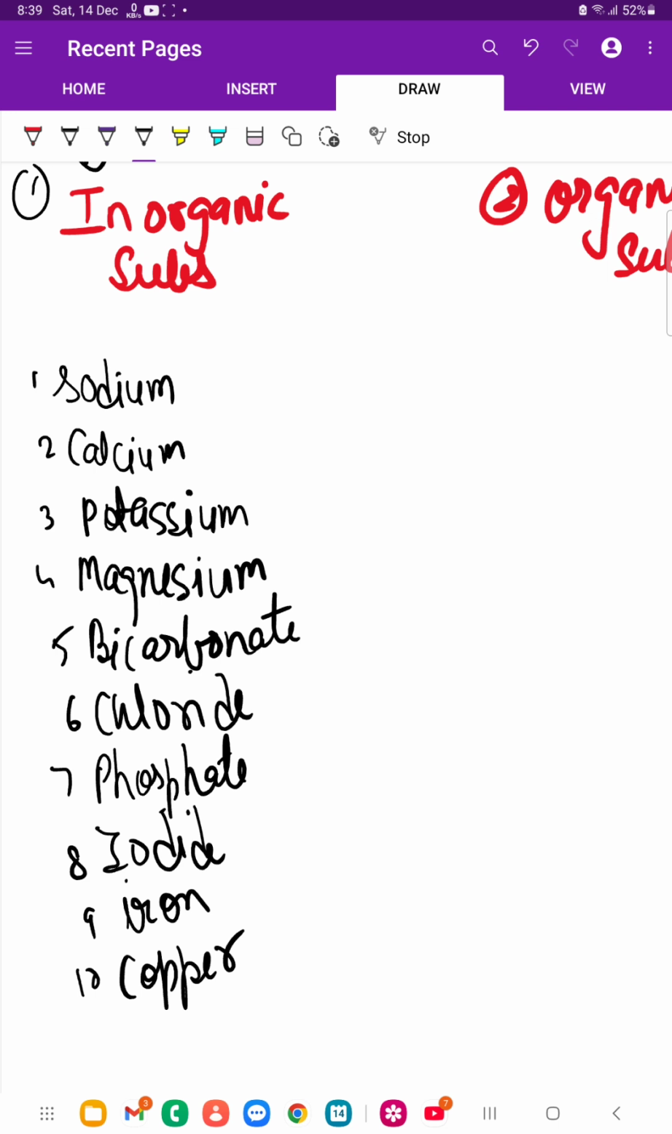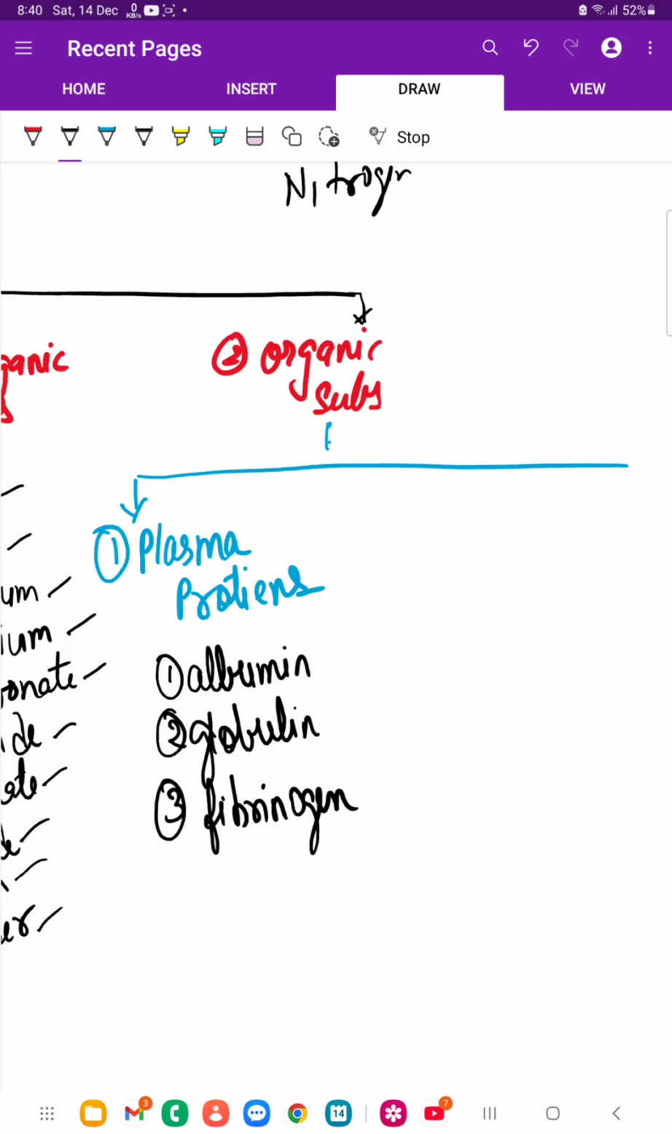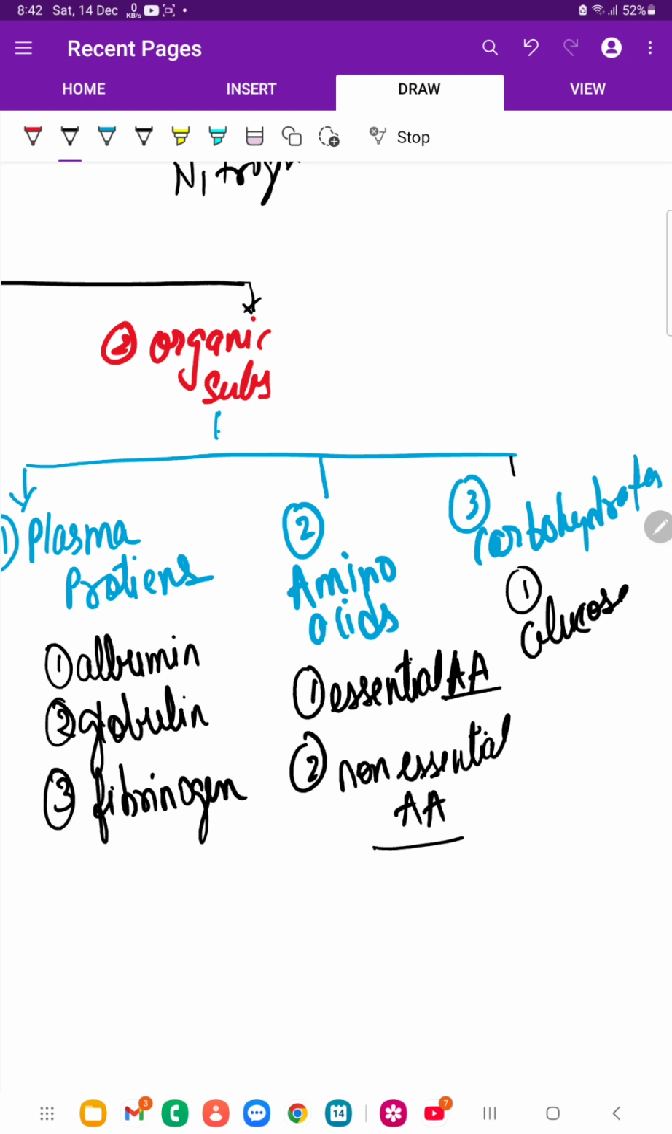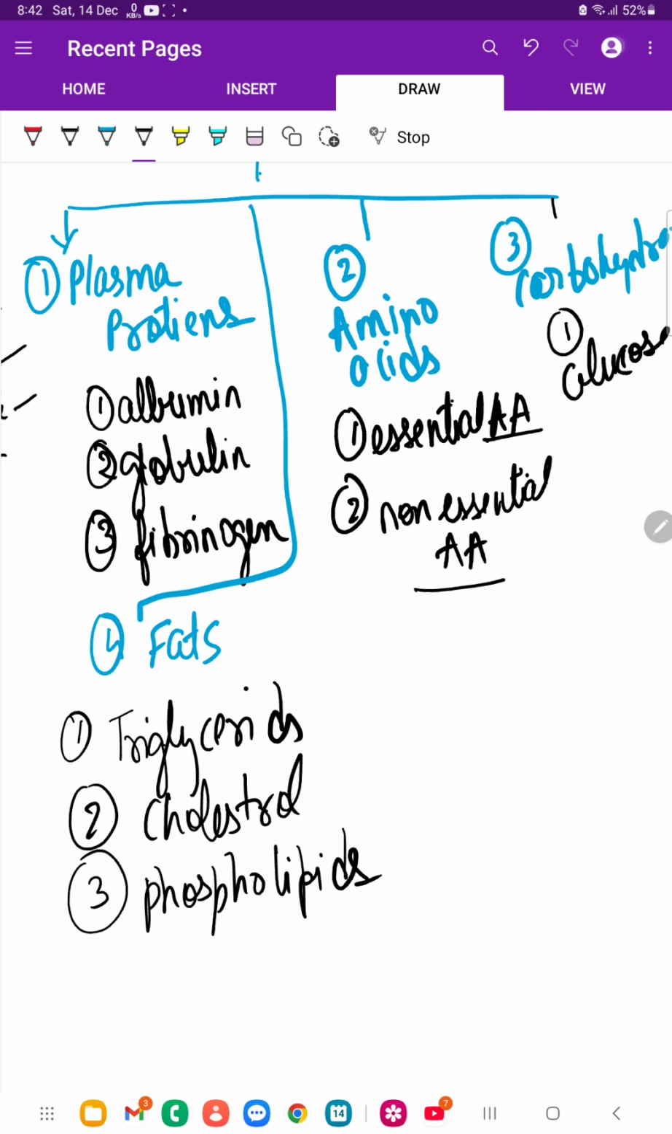In the inorganic substances we have sodium, calcium, potassium, magnesium, bicarbonate, chloride, phosphate, iodide, iron, and the last, copper. Now, organic substances consist of first plasma proteins, which include albumin, globulin, and fibrinogen. Then we have amino acids, which include essential amino acids and non-essential amino acids. Then we have carbohydrates, which include glucose. Then we have fats, which consist of triglycerides, cholesterol, and phospholipids.